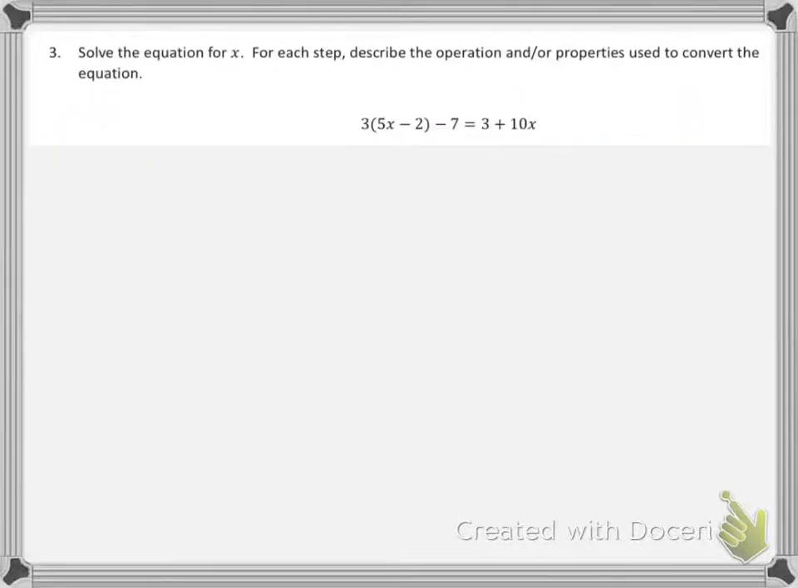Number 3, solve the equation for x, and tell me what steps are going on. First thing I would do is distributive property. So 3 times 5 is 15x. 3 times a negative 2 is a negative 6. That's minus 7 is equal to 3 plus 10x. The only thing I did here was distributive property. Okay, that's the first thing.